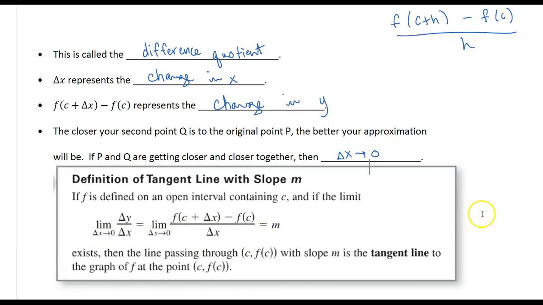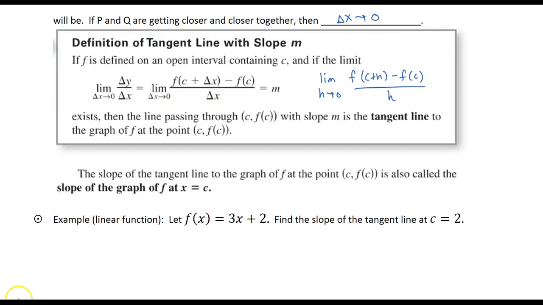This is actually the definition of a tangent line with slope m. If f is defined on an open interval containing c, and if the limit as delta x approaches 0 of the difference quotient, f of c plus delta x minus f of c divided by delta x, equals m, and if this limit exists, then the line passing through c, f of c with slope m is the tangent line. If you want to use the h version, which most students prefer, it would look like this: the limit as h approaches 0 of f of c plus h minus f of c, divided by h. One thing that is very, very important to remember: f of c plus h is not equal to f of c plus h.